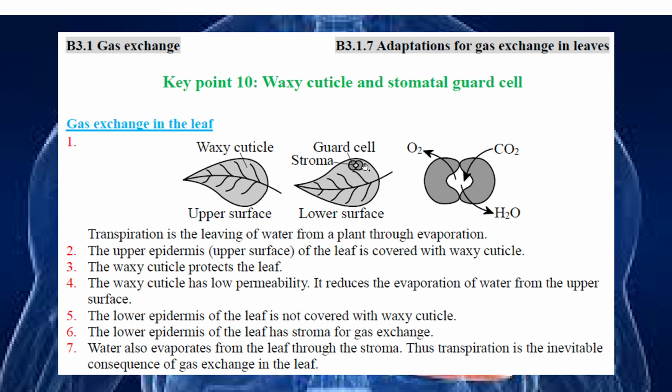So they have guard cells there, stomata there, and the stomata are for gas exchange, oxygen going in and out, and carbon dioxide and water. The opening and closing of the stoma is controlled by the guard cells. And the waxy cuticle protects the leaf, but only at the upper surface, because it has low permeability, reduces the evaporation of water, and also stops gas exchange. So the lower epidermis does not have a waxy cuticle, so it can have gas exchange. It has stomata for gas exchange, and water also evaporates. So transpiration and gas exchange both happen at the lower surface, at the stomata.